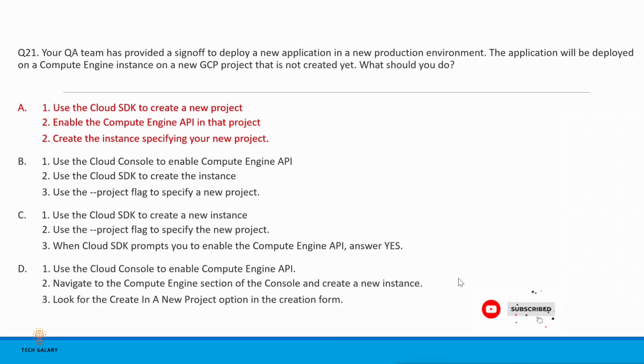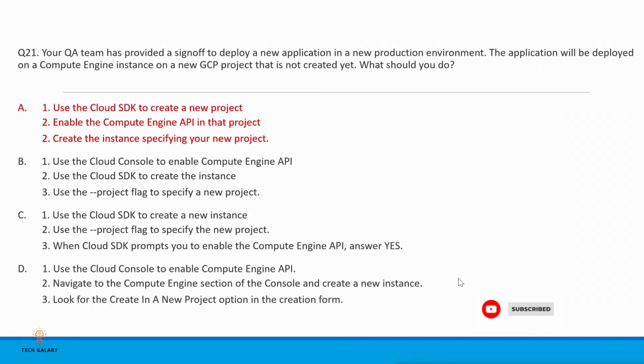Use the Cloud SDK to create a new project. Enable the compute engine API in that project. Create the instance specifying your new project. Option A is the correct answer. So now let's take a look at each of these options.